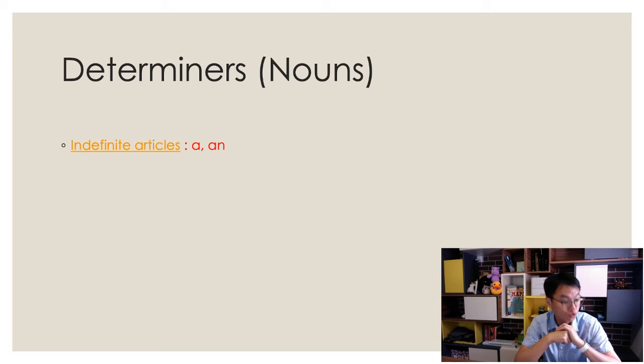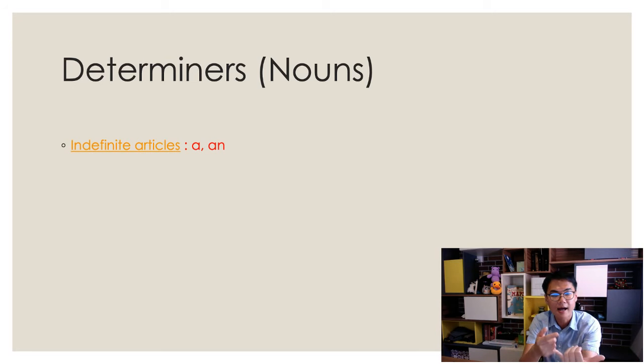Can anyone tell me the rule in the live chat that determines which article I use, a or an, when the elephant appears for the first time? Which article should I use, a or an, and why? An is the correct answer. Yes, very good. So an is always attached to a noun that begins with a vowel sound. Wonderful, Genesis.